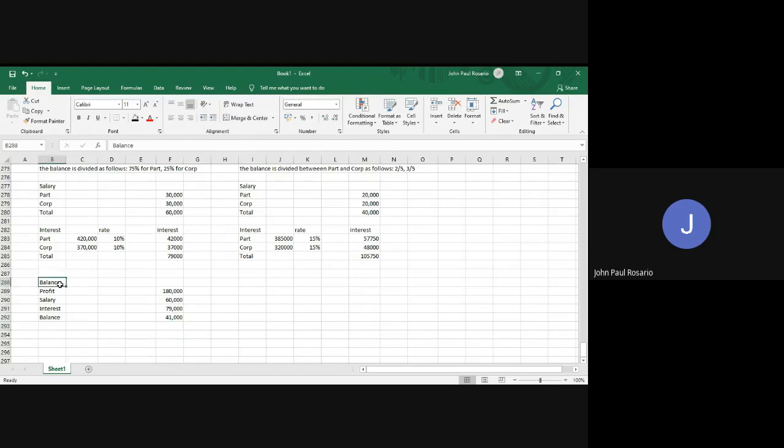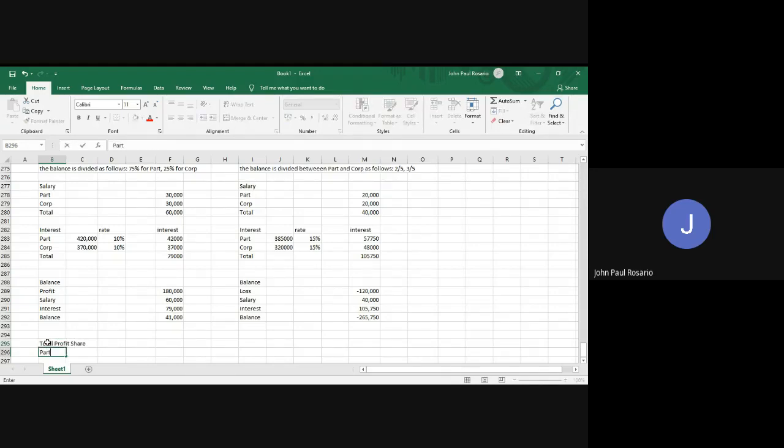On the other hand, for the loss: the loss is negative 120,000, right? So our total salary is 40,000, while our total interest is 105,750. So this one, minus the salary, minus the interest. Total loss is 265,750. Then we go to the profit sharing. Total profit share.